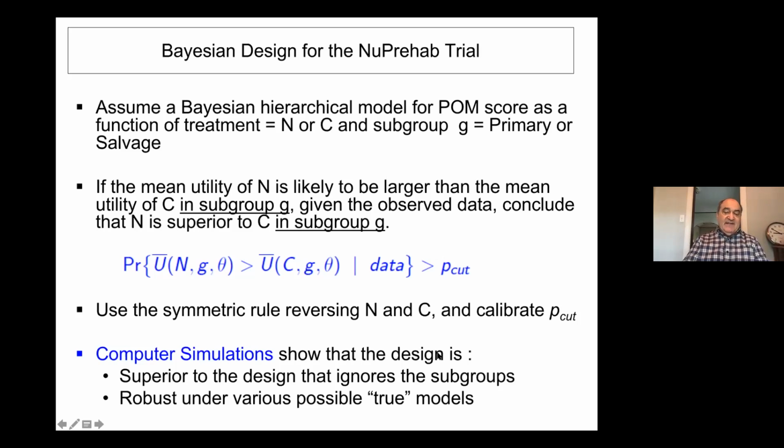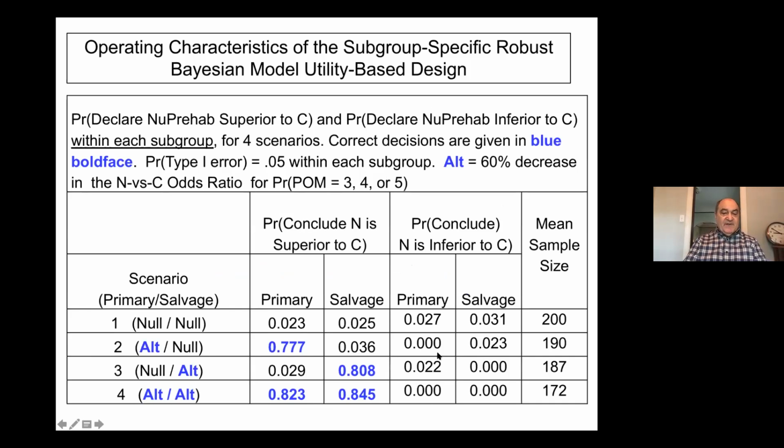And we simulated the design to see what its properties were, and here's what we got. So we've got 4 scenarios for primary and salvage, and in the first case, there's no difference in either subgroup. And so the probability of concluding N is superior to C is small, and so you get a type 1 error, which is smaller than 0.05. And the probability, again, of concluding N is inferior, these are symmetric.